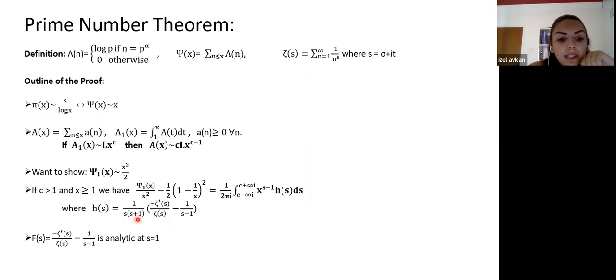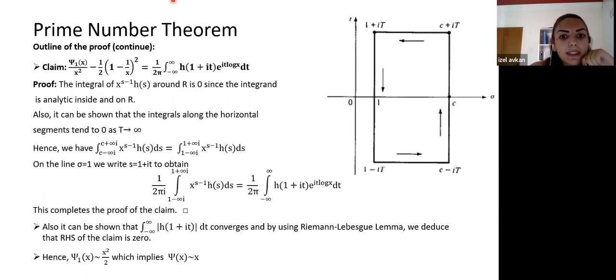Also, it is clear that this function, 1 over s times s plus 1, is also analytic at s equal to 1. So h of s, being a product of 2 analytic functions, is also analytic. Here you can see our new claim. So let's look at its proof.